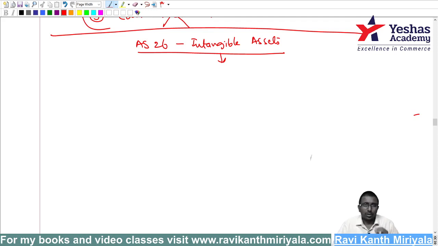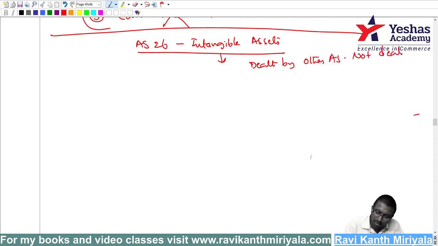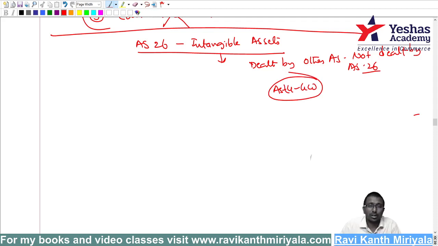First, if you look at the scope, it says if an intangible is already dealt with by other standards, then it will not be dealt with by my standard. Is there any such thing? Yes, there is. Accounting Standard 14: goodwill on account of amalgamation, you have to go to Accounting Standard 14, not dealt with by Accounting Standard 26.